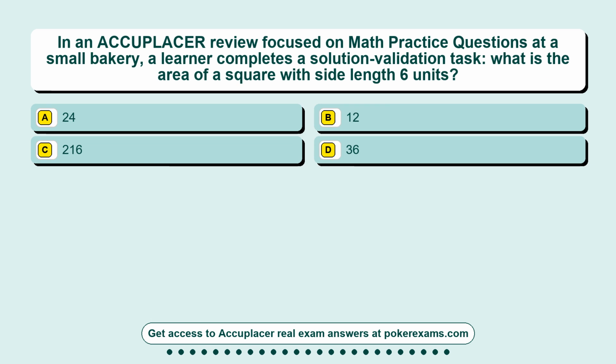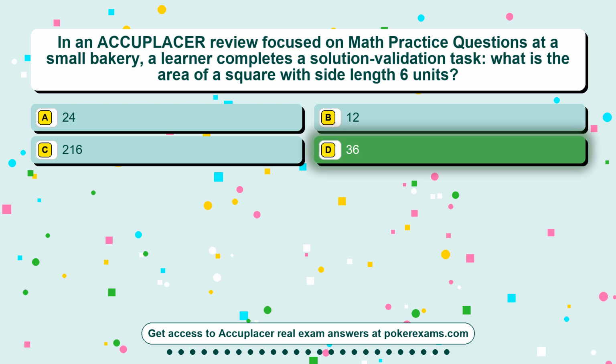Question 22. In an Accuplacer review focused on math practice questions at a small bakery, a learner completes a solution-validation task. What is the area of a square with side length 6 units? Option A, 24, option B, 12, option C, 216, option D, 36. The correct answer is option D, 36.